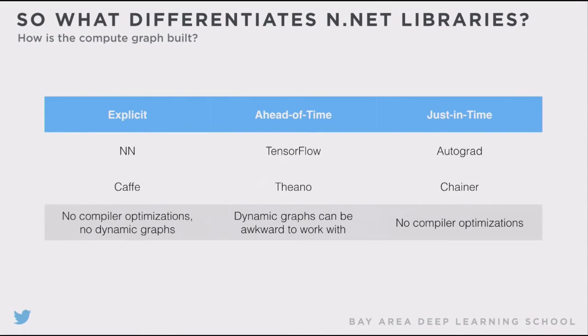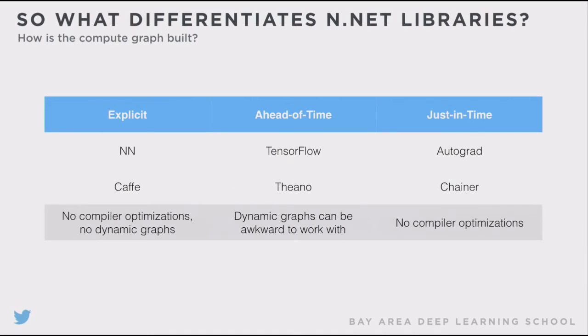And then there are the just-in-time libraries, so Autograd and Chainer is another one, where you get any graph. The graph can be anything. It can change from sample to sample. The length of the graph can be determined by the compute that occurs in the graph. You have very little opportunity for compiler optimizations there, so speed can be an issue sometimes.